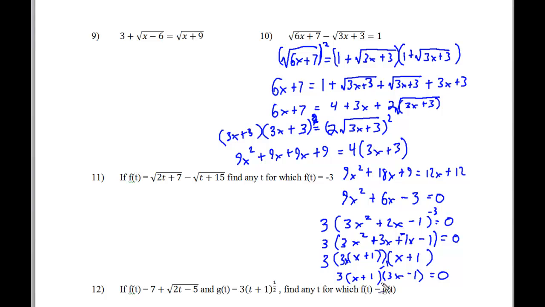So now I can take my two parts here and solve for x. x plus 1 equals 0. 3x minus 1 equals 0. So x equals negative 1. Move this over to the other side. 3x equals 1. Divide both sides by 3. x equals 1/3. So now I have to check my answers.